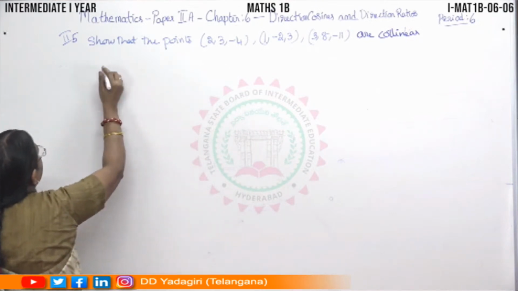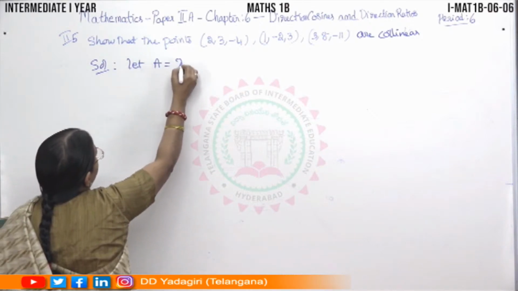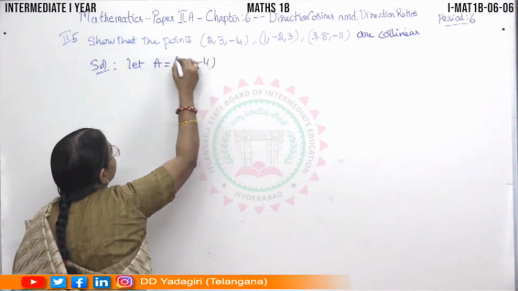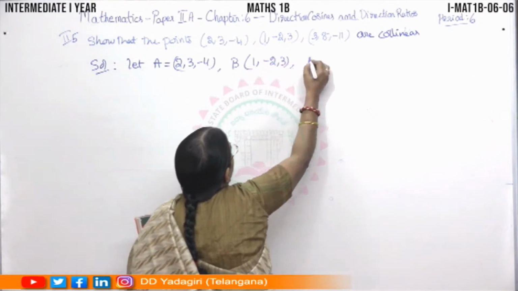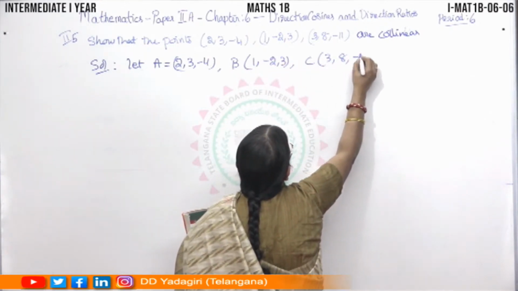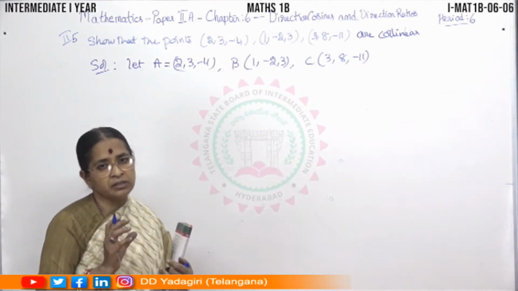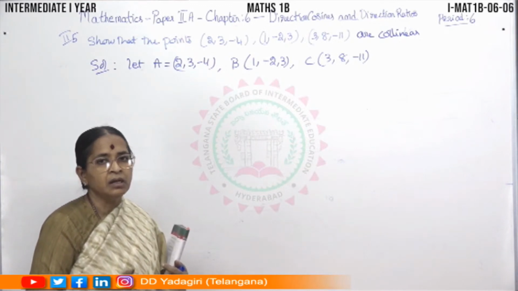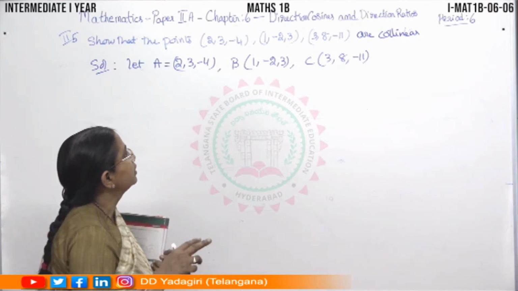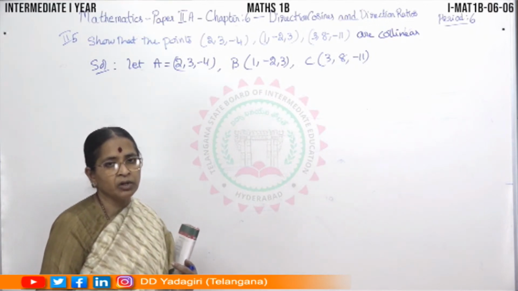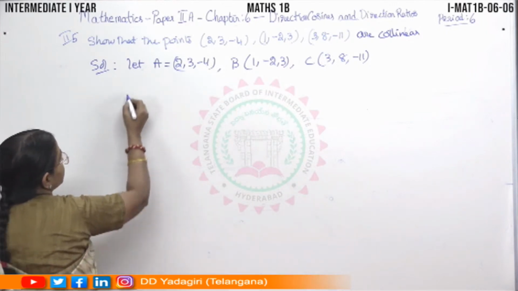So how did we do there? There you took the 3 points as A, B, C, A is 2, 3, minus 4, and then B is 1, minus 2, 3, and then C is 3, 8, minus 11. There you found the distances, AB distance, BC distance, AC distance. Then sum of 2 distances is equal to the third distance. If it is satisfied, then the 3 points are collinear. So here you have another simple method using direction ratios.